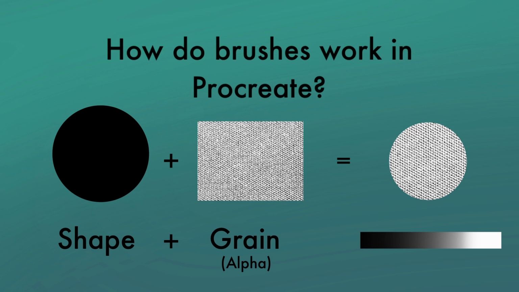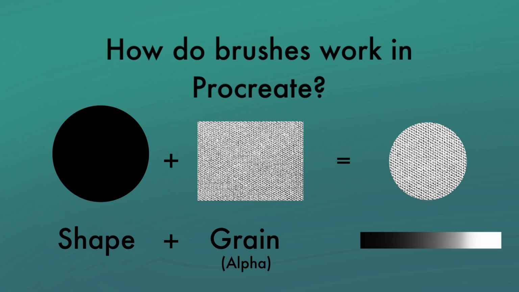This is a really simple overview, and I won't bore you too much because the Procreate manual that's linked in the description has an in-depth description of every single slider in the menus. Really simply, Procreate uses two images to make a brush, a shape and a grain file. These images are black and white and use the values from black to white as opacity, with black being 0% and white being 100% opaque.